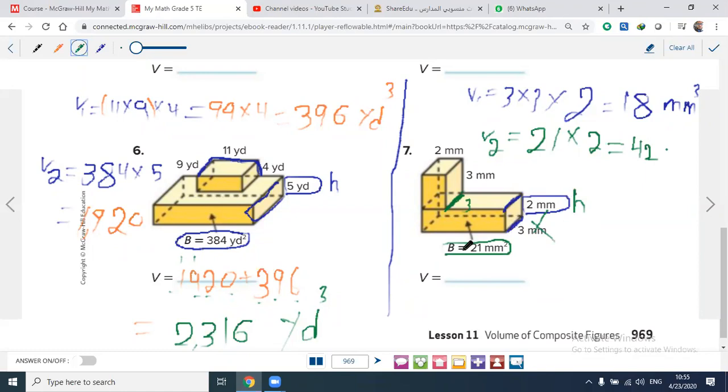So I have to multiply 21 times 2 only, to be 42 cubic millimeter. Now I have to add 18 plus 42 to find the sum. It will be 60. So the answer here is 60 cubic millimeter.